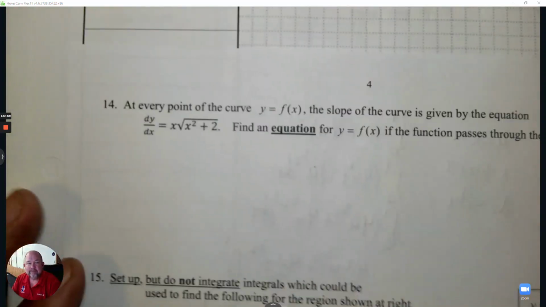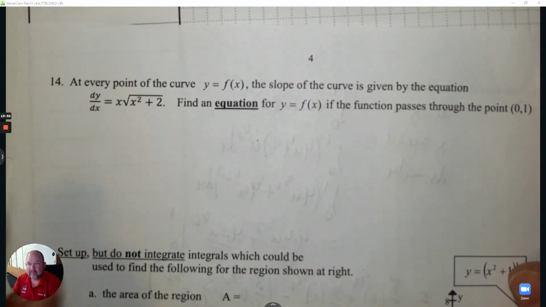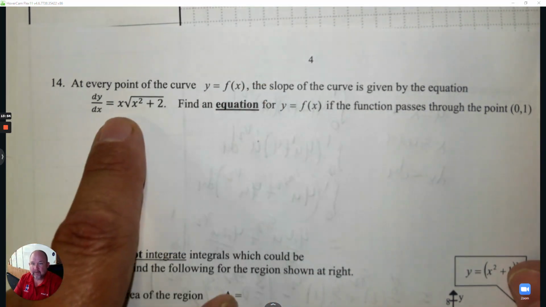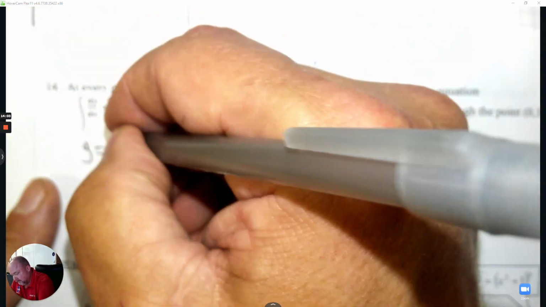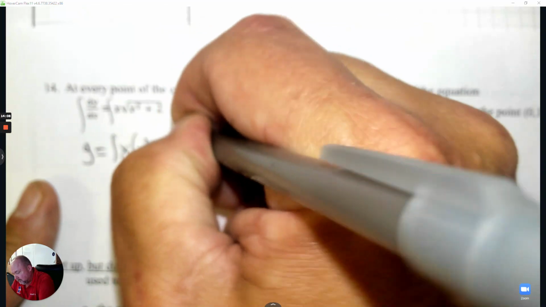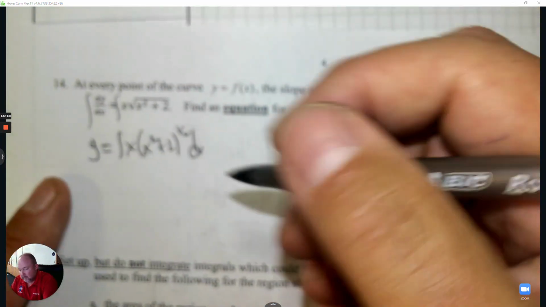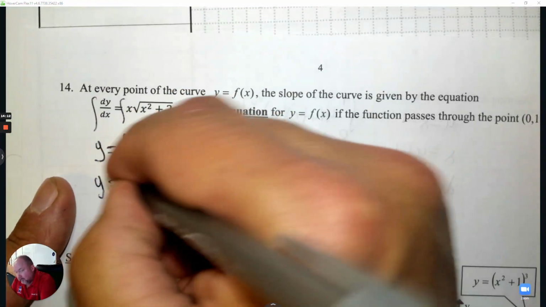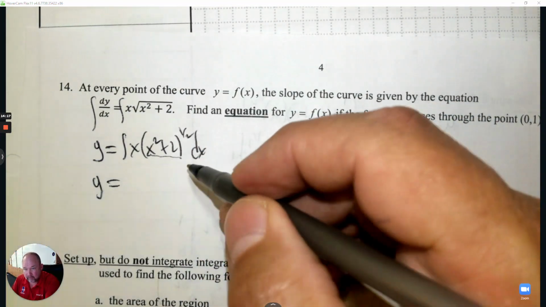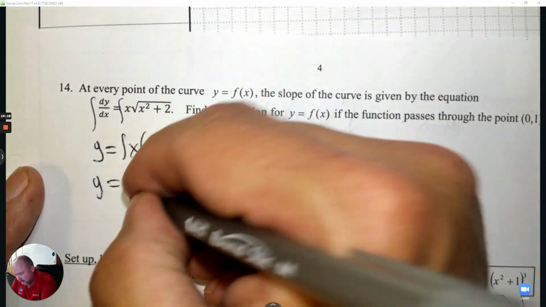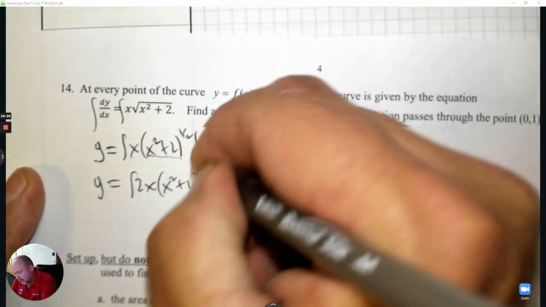14. At every point y equals this, f of x, find an equation for the function, which means if you're given the derivative, integrate this. So to integrate this, we're going to write it calculus friendly. I need to know where the hook comes from. So it comes from inside the parentheses. So the derivative of x squared plus 2 is 2x. That's the hook. That's the proper hook.